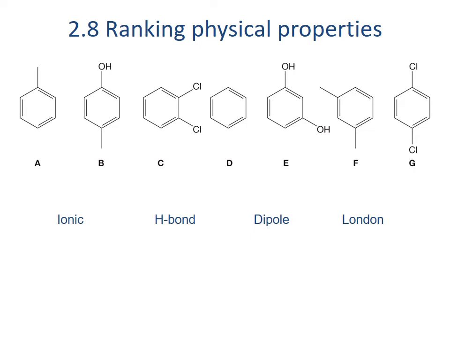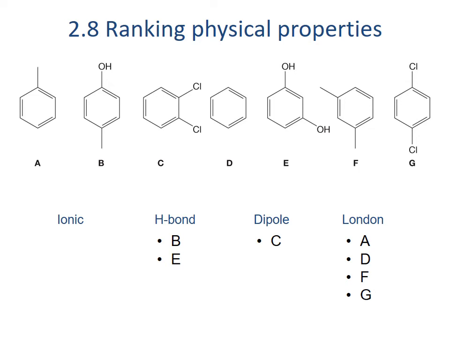If we look at A, we should see that A is going to be London force dominated because it's all nonpolar bonds. B has an O connected to an H, so we know it can hydrogen bond. C has two chlorines on the same side of the molecule, pulling in the same direction, so C will have a dipole. D again has no polar bonds, and so it's going to be dominated by London forces. E has two oxygens connected to hydrogens, both of which are able to hydrogen bond. F has only nonpolar bonds, and so must be London force dominated. And finally, G has two chlorines, but they pull in opposite directions, so it will also be dominated by London forces.